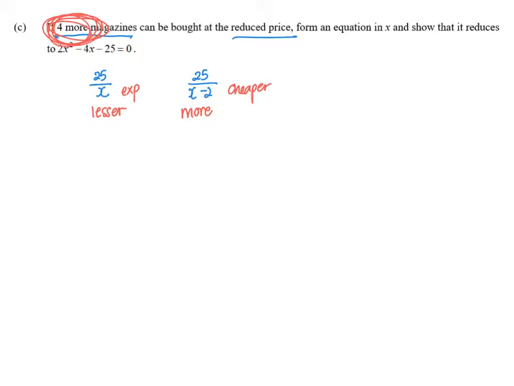How do you find the difference? We take the big minus the small. So in this case, this is bigger. So 25 over X minus 2, subtract 25 over X. And that gives us a difference of 4 magazines. Now notice in our question, they would like one expression. There's no fraction, so we will try to combine this into one single denominator. What denominator will you get?